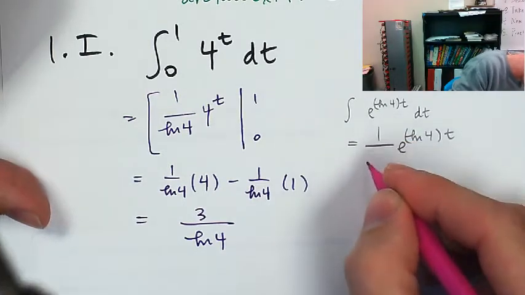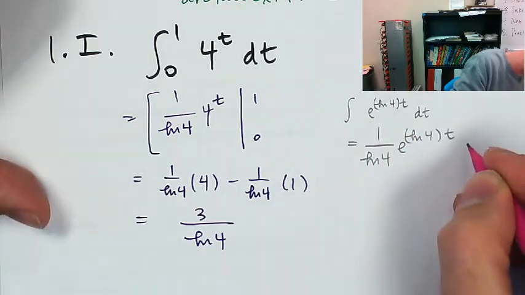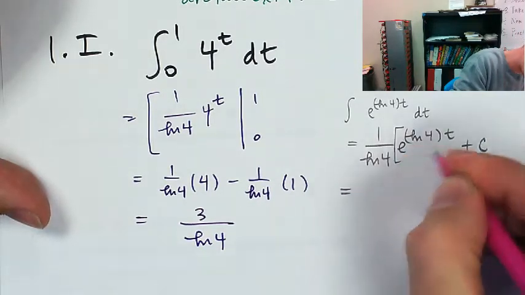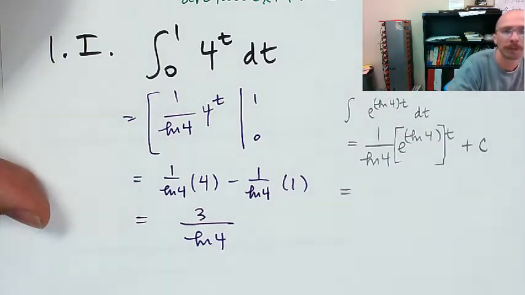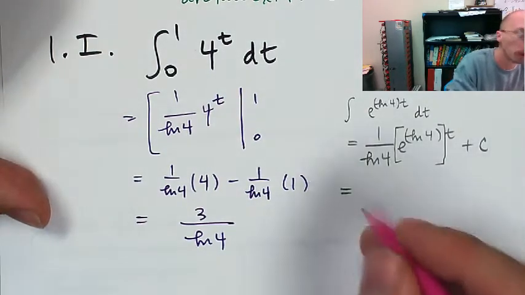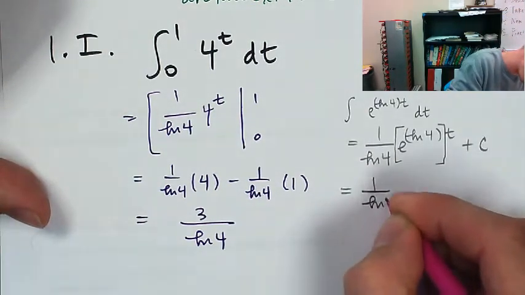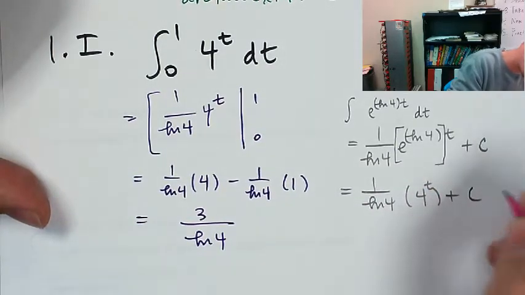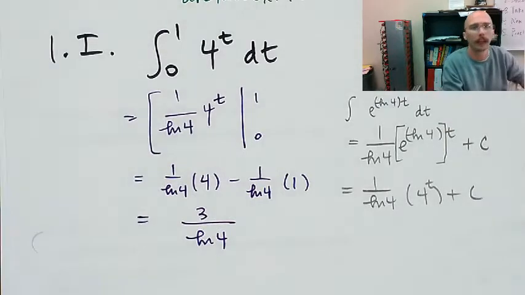And so I'm going to divide by that to prepare for the chain rule, and then I'm going to reapply that fundamental identity of logs and say e to the log 4, that's still 4. Okay, so I got 1 over log 4 times 4 to the t plus c. Okay, that's how I got that.